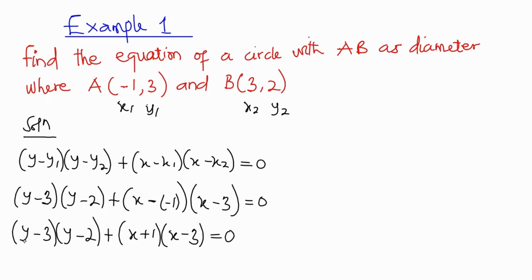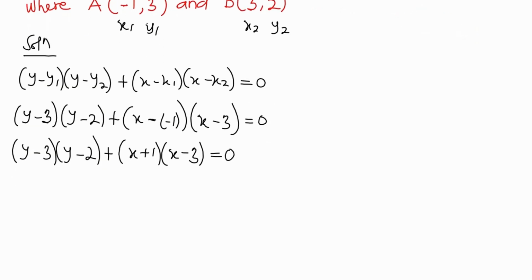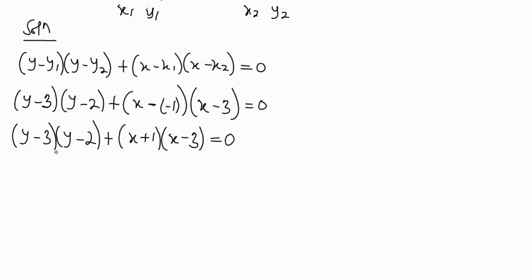So it means that when y multiplies y, we have y squared here. When y multiplies -2, we have -2y, and when -3 multiplies y, we have -3y. And when -3 multiplies -2, we have plus 6. Then we come to the next bracket, that is plus x multiplies x gives us x squared.